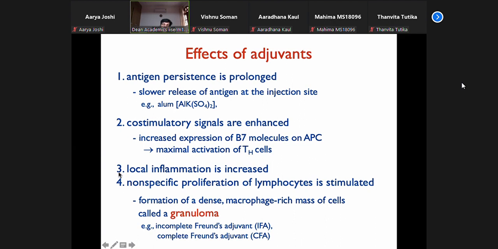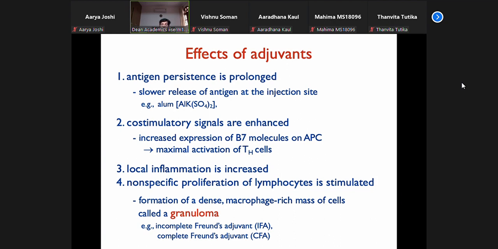The third thing these adjuvants do is they increase local inflammation. At the site of injection, if you get an inflammation induced, you can be rest assured that you are going to get a good immune response, right? If there is no swelling at the site of injection, if there is no inflammation, chances are that something has gone wrong. The uptake of the vaccine or the immunogen is not efficient.